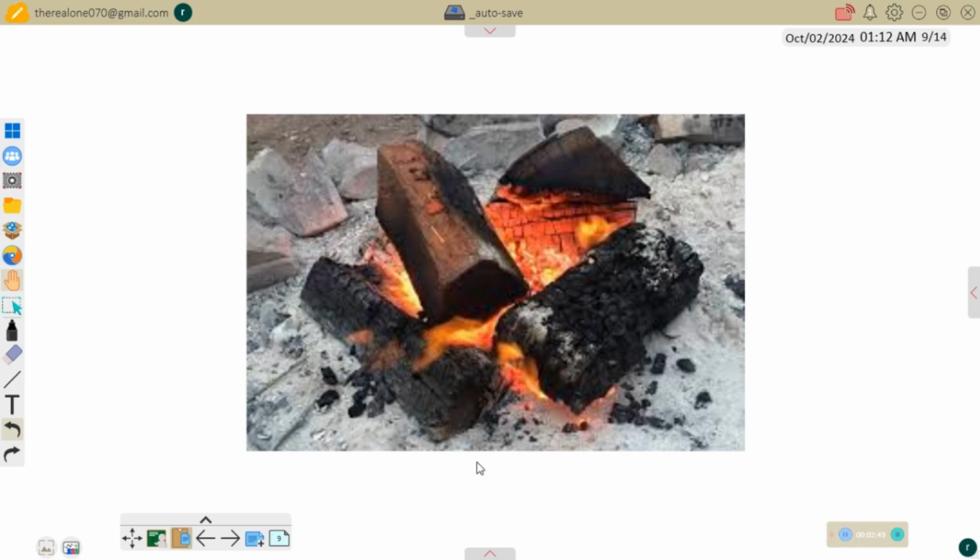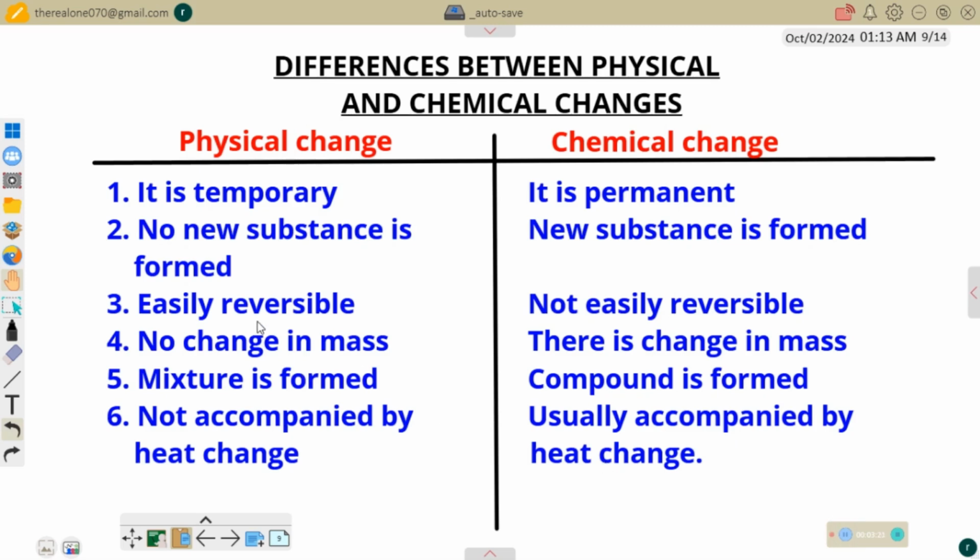But on the other hand, look at the charcoal that is gotten from burnt firewood. The charcoal is an entirely new substance, which is different from the original wood. And then the final ashes is also a completely different product from the original firewood. So it means under chemical change, entirely new substance is formed. Now let's go to the third difference between physical and chemical change. Here we have physical change is easily reversible, but chemical change is not easily reversible.